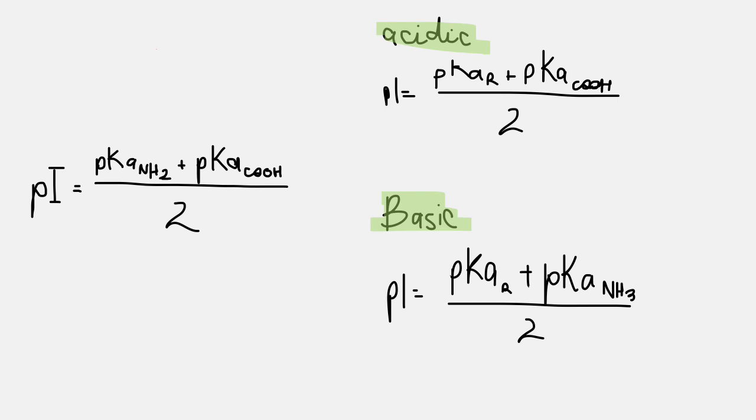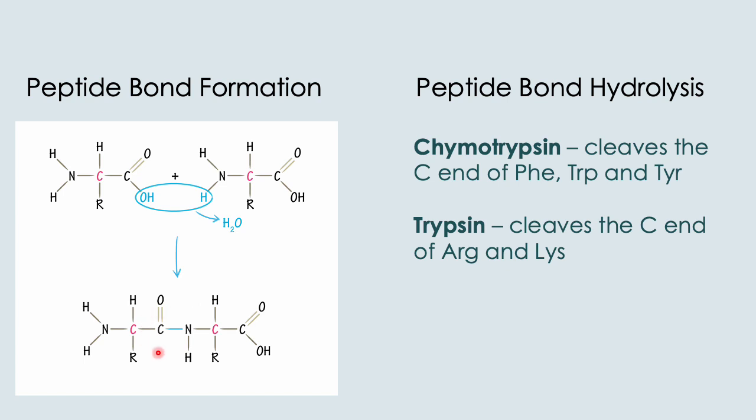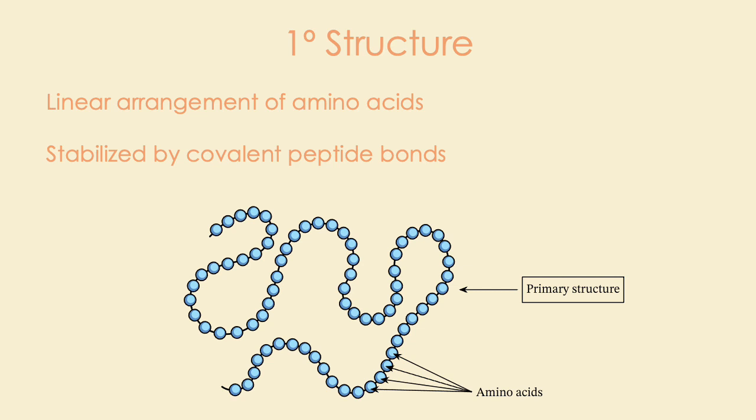Now that we understand amino acid basics, let's focus in on how these units are going to come together to become proteins. On the previous slide right here, this is a peptide bond. So this is a covalent peptide bond. This is what's going to stabilize our primary structure. When a protein is denatured, the primary structure is typically kept intact.